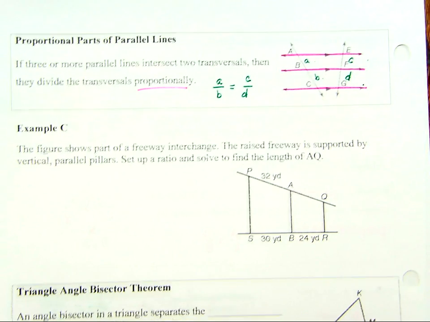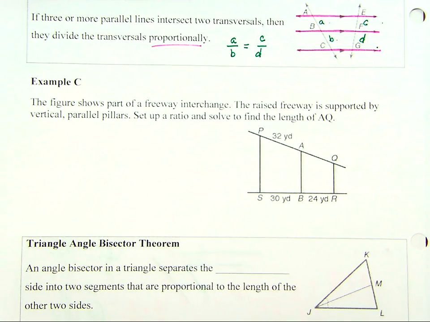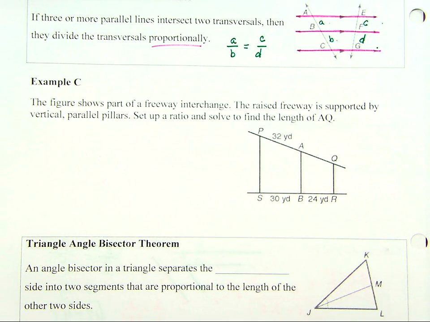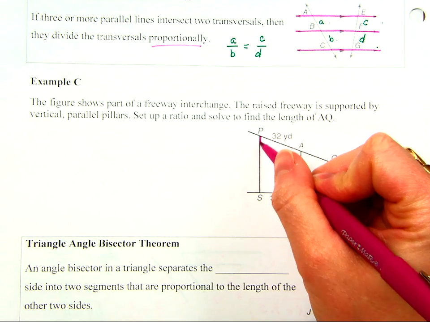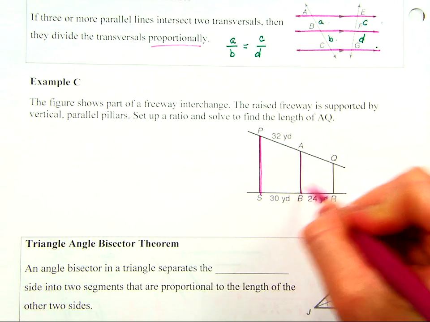Let's look at example C. The figure shows parts of a freeway interchange. The raised freeway is supported by vertical parallel pillars. Set up a ratio and solve to find the length of AQ. Okay, my vertical pillars are the parallels. So here are my parallel lines.